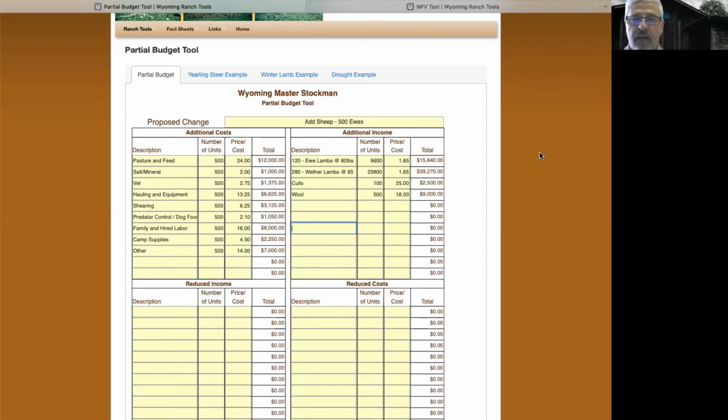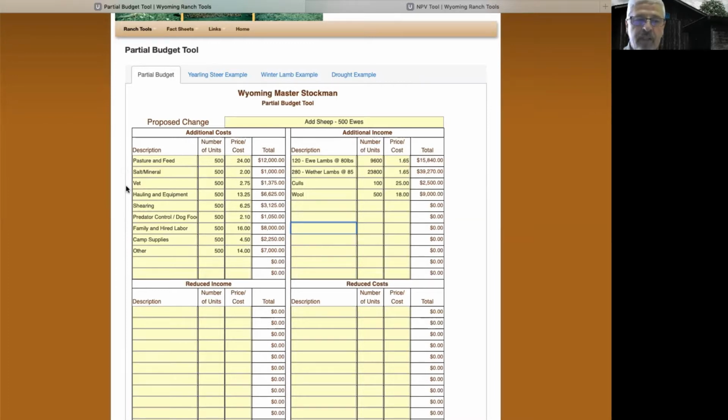Well, first off, there are some things you have to think about in terms of your own knowledge base and skill base, and some of those issues you need to consider. But from an economics perspective, how would you go about that? In this example, we're going to use the partial budget tool from the Wyoming Ranch Tools first, and we're going to consider adding 500 ewes to our cattle operation.